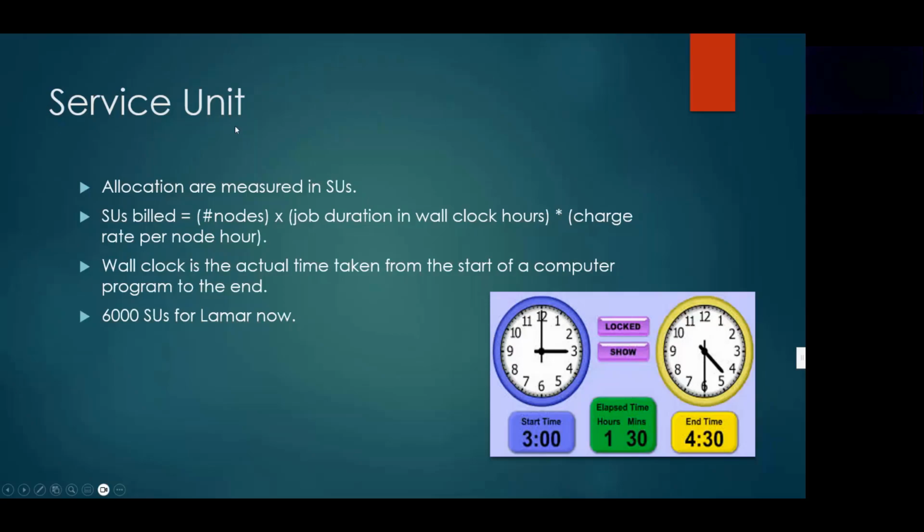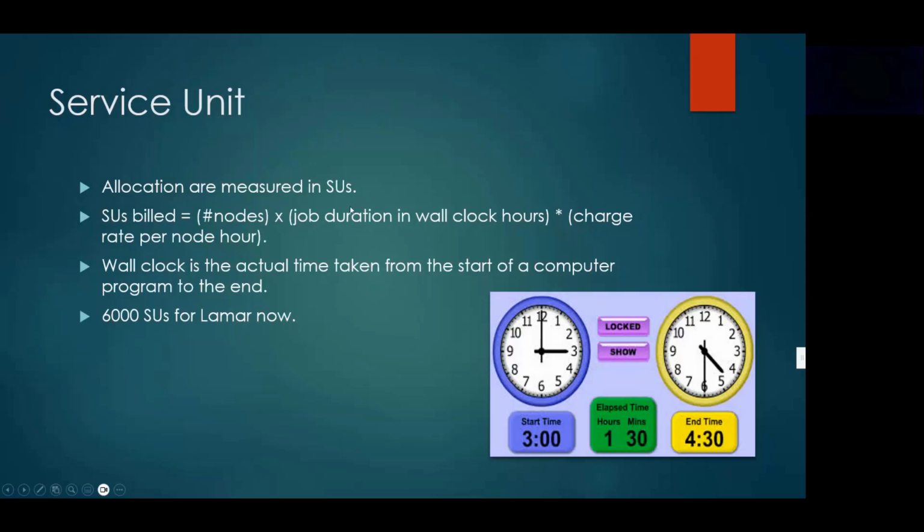Okay. Service units. Service units are used for counting how many hours this project used. So basically, they are billing count of 6,000 hours this way: how many nodes you are going to use and how many hours your jobs use in wall clock. Wall clock is a computer science terminology. It's basically when your program starts and then your program stops. During these hours, they count as wall clock.